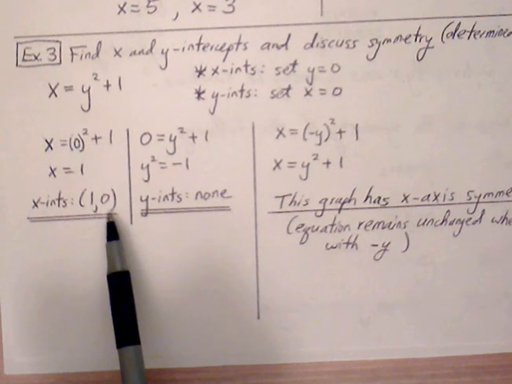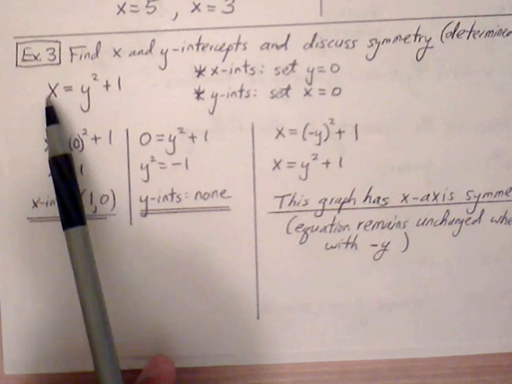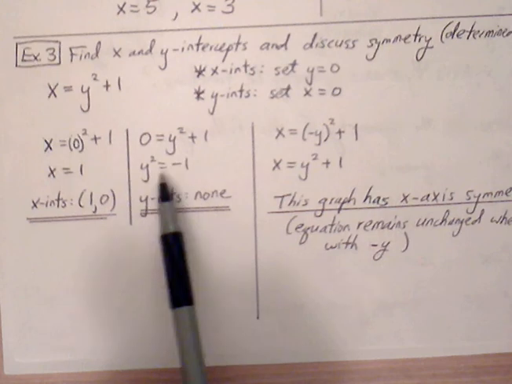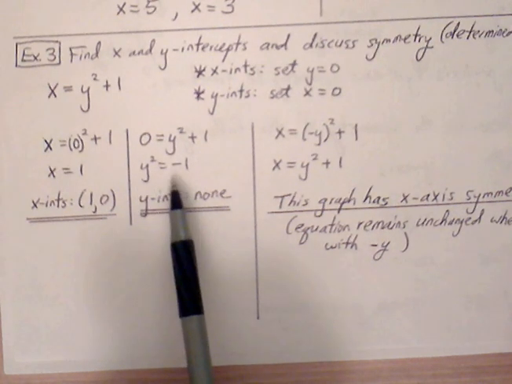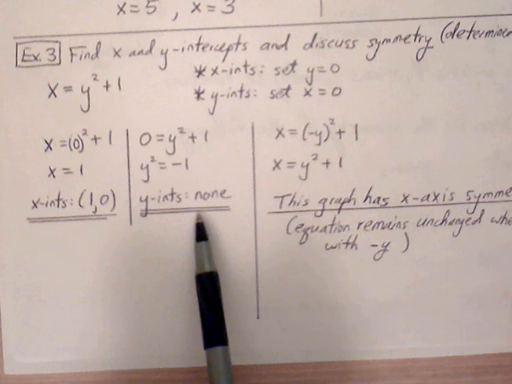To find the y-intercept, I'm going to replace x with 0. So x gets replaced with 0: 0 equals y squared plus 1. y squared equals negative 1. Now, we're not going to get a real number if we take the square root of both sides. The square root of negative 1 is imaginary, so therefore there's no real number. There's no y-intercept. The graph is never going to cross the y-axis.